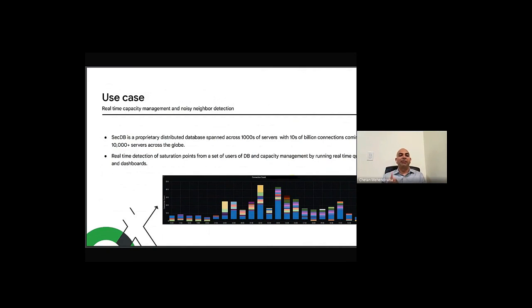Problem number one is the real-time detection of saturation point, essentially finding a noisy neighbor and remediating it in real time. And second is a strong capacity management in near real-time query capacity so that we can manage the capacity of our SecDB database rings. With that, thanks a lot for your time.